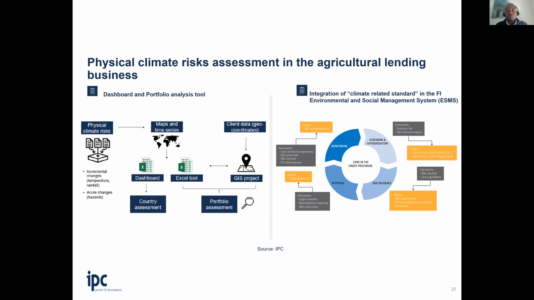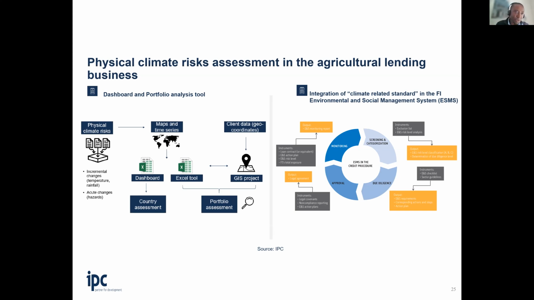So basically what we have observed working with financial institutions is that there is one way to consider this physical climate risk, to assess it, and to integrate it into the decision-making process when it comes to approving a loan or not. Here I would like to present two main approaches that we have been working on with banks and financial institutions on the ground.